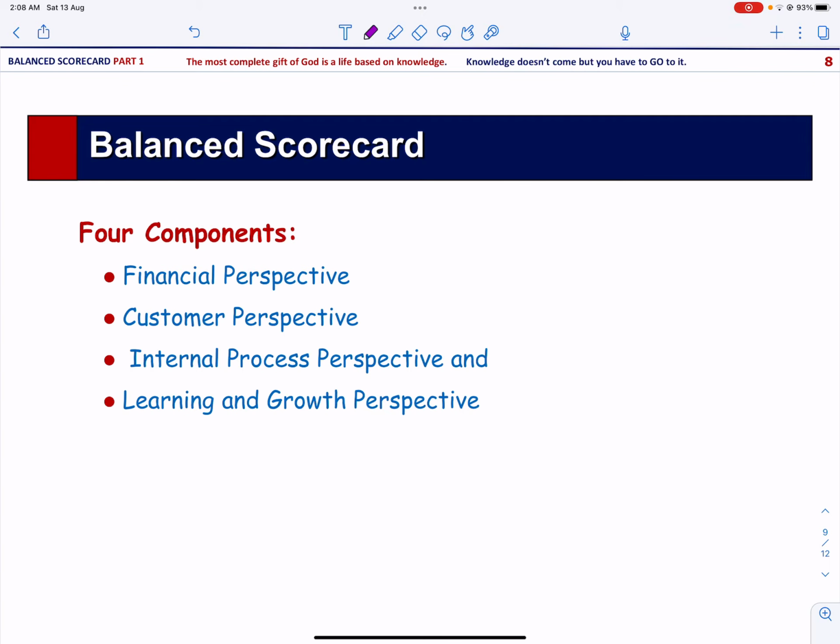The third perspective is internal process perspective. How well are we doing things that add value to the customer? How well are we manufacturing? How well are we serving the customer? Are we doing it efficiently? Are we doing it in a timely fashion? What can we do to add value throughout the process for our customer?